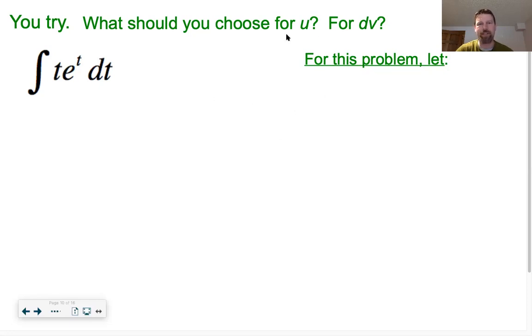All right, if you didn't pause, or if you did pause and you're back, here's how we're going to go. The good choice for your u in this case would be t, which means all the other stuff, e to the t dt, should be your dv. The reason t is the better choice for u is when I take the derivative of t, it's just 1, the variable goes away, so du would just be dt, right, 1 dt.